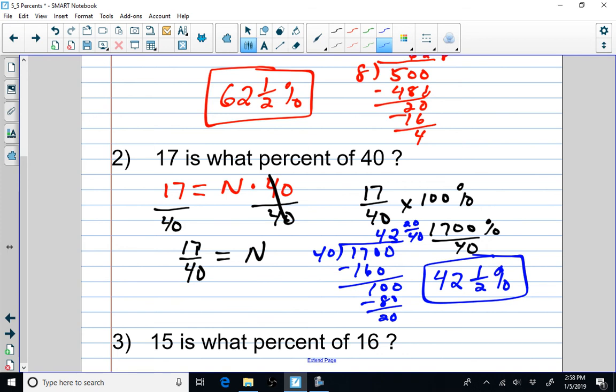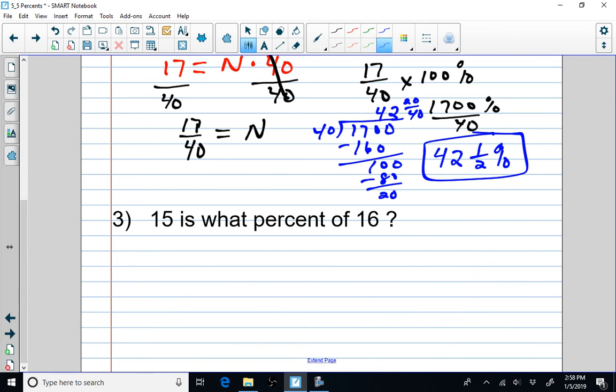All right, and our last problem, scroll down. 15 is what percent of 16? I like to write my equation first. So that's going to be 15. Let's redo that. It's a little sloppy. That's going to be 15. Is your equal sign. The phrase what percent, that's your variable. The word of is multiply. And then I have my 16.